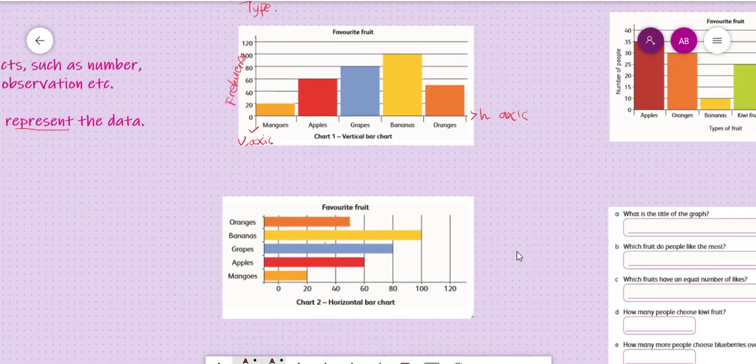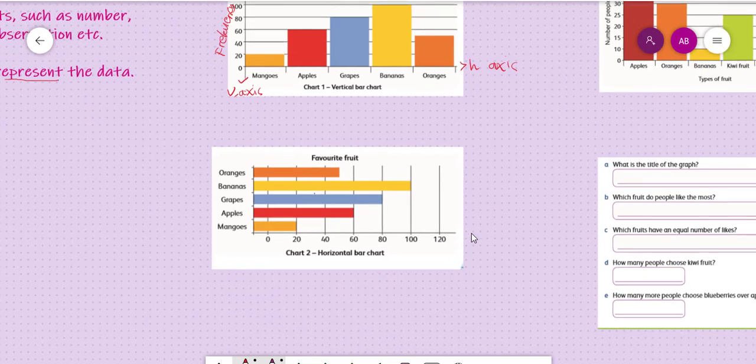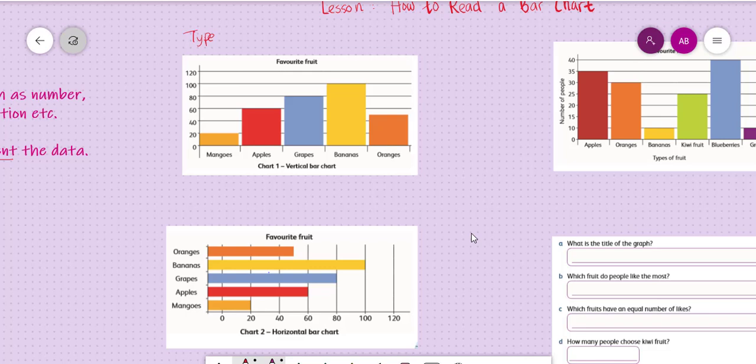But instead, the other kind of bar chart is the horizontal bar chart, in which the information is presented on the vertical axis and the frequency is represented on the horizontal axis. Can you understand the two types of bar chart, everyone? Okay, if you understand, then let's continue.